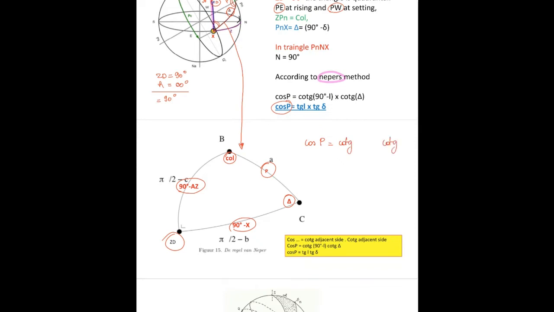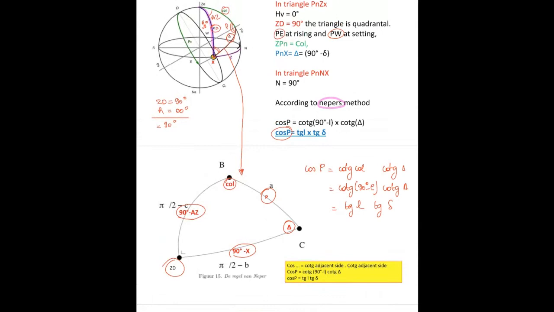This means we have the cotangent of the co-latitude and the cotangent of our polar angle. This is the same as the cotangent of 90 degrees minus L and the cotangent of the polar distance, okay? That we transform into the tangent of the latitude multiplied by the tangent of the declination, because our polar distance is 90 degrees minus the declination, and 90 degrees minus latitude equals our co-latitude. Okay, voila, and so we can calculate the cosine of P, of our polar angle.